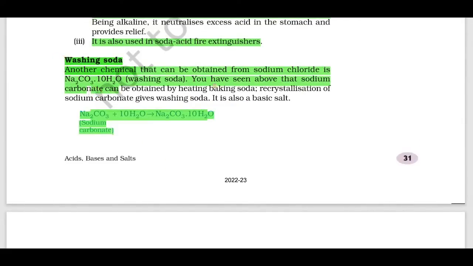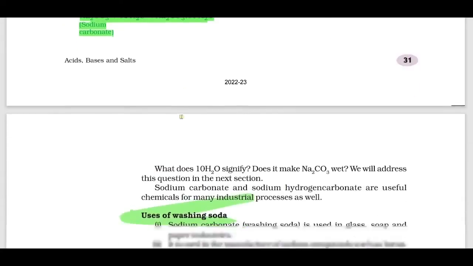How washing soda is prepared? Washing soda is prepared by heating baking soda, and recrystallization of sodium carbonate gives what? Washing soda. Na2CO3 plus 10H2O gives Na2CO3 dot 10H2O. That means Na2CO3 contains 10 molecules of water.